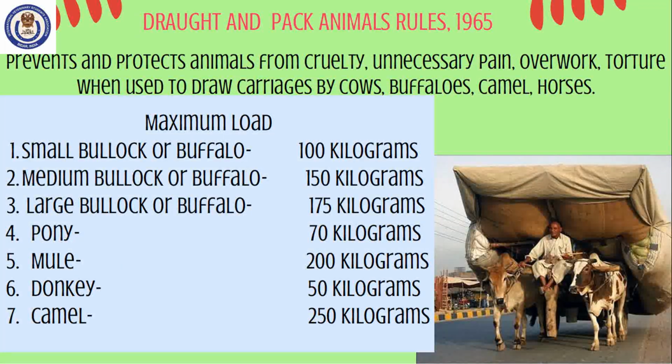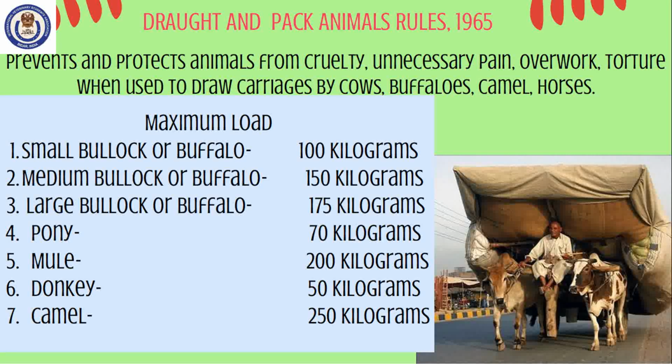Coming to the Draught and Pack Animal Rules, 1965. This rule protects animals from cruelty, unnecessary pain, overwork and torture when they are used to draw carriages. As you can see in the picture right here, the amount of weight the two cows are carrying is exceptional. That is way beyond what they're supposed to be carrying.